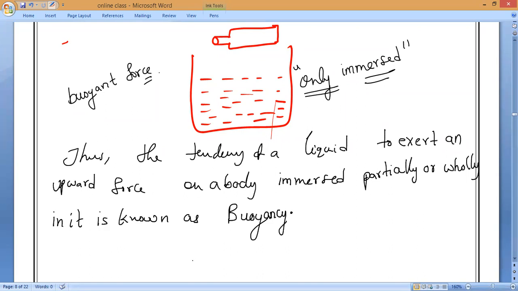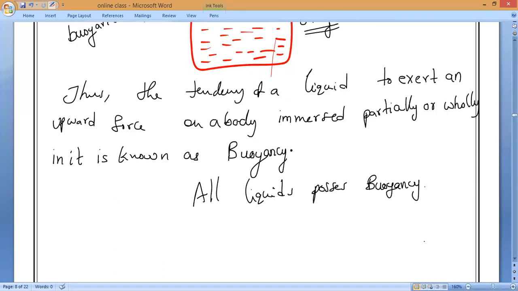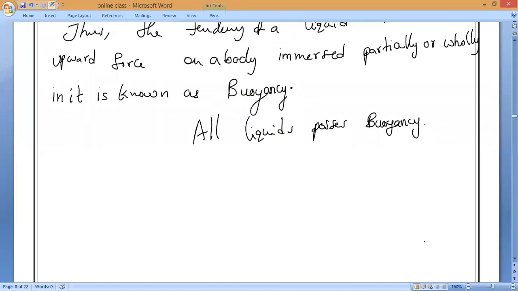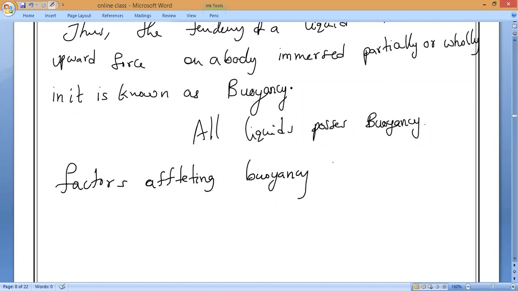So you have to remember all the liquids possess buoyancy. But buoyancy depends on two things. Again, factors. Write it. The magnitude of upthrust depends on, or else you can write, factors affecting buoyancy. In brackets, you write magnitude.